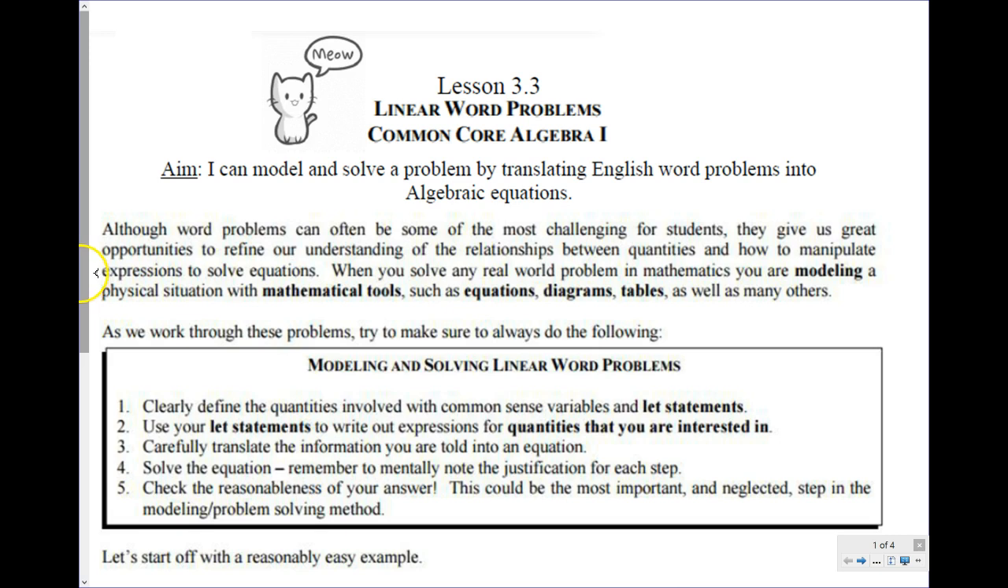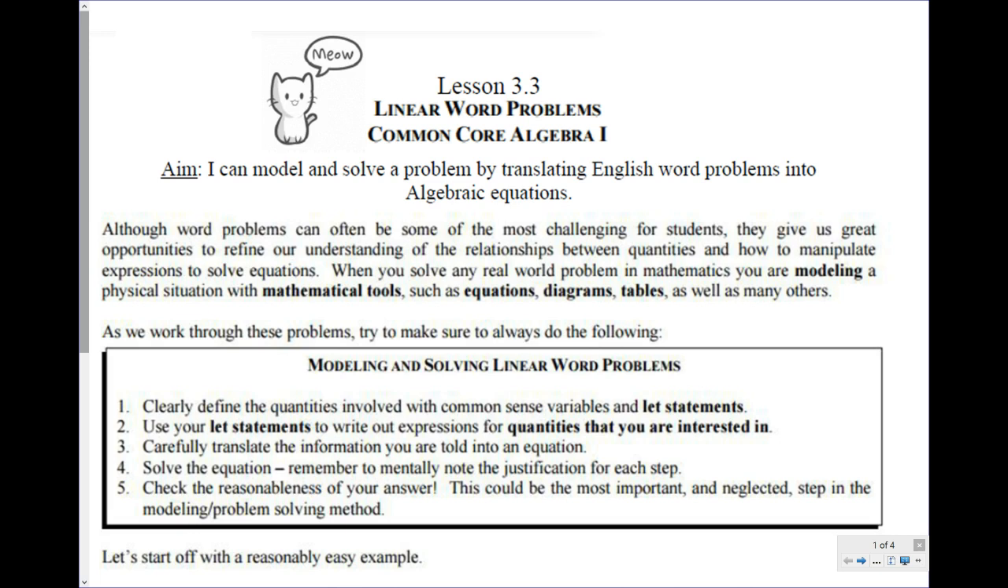So far we've been talking about a lot of different types of word problems. We're going to continue that today in today's lesson. What we're going to talk about today is steps to try and make sure that you're organizing your thoughts to solve your problems. Okay?